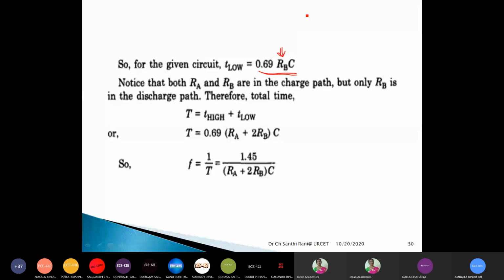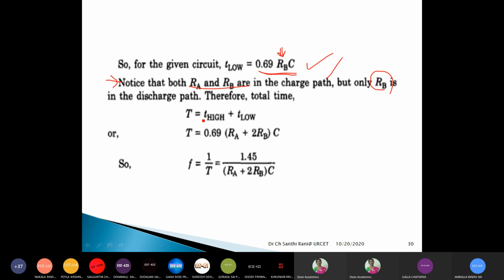So during charging process, both RA and RB are coming into picture when the capacitor is charging. But when the capacitor is discharging, only the resistor RB is coming into picture, because that is the resistor connected to the transistor, right? So therefore, RB only I am writing. Is it clear to you or not? Yes, ma'am. Very good. Okay. So of course here it is mentioned already. Note that both RA and RB are in charge path, but only RB is there in discharge path.